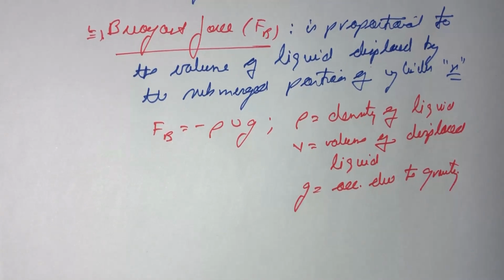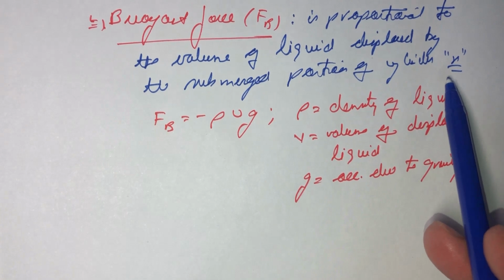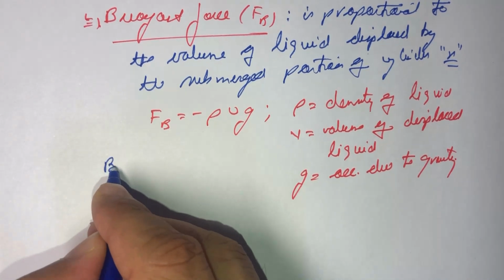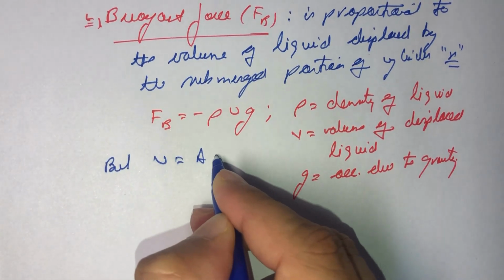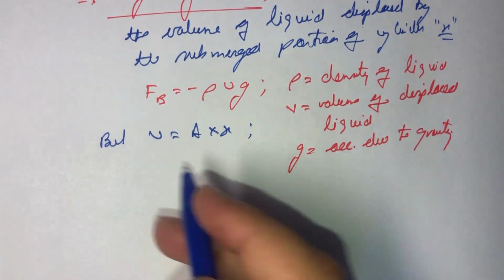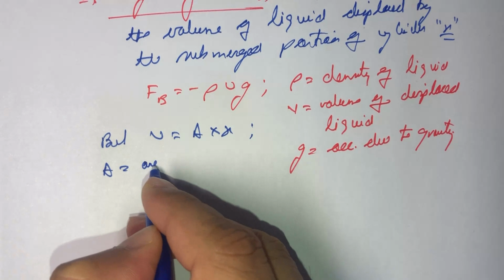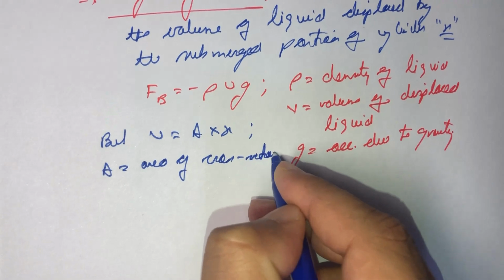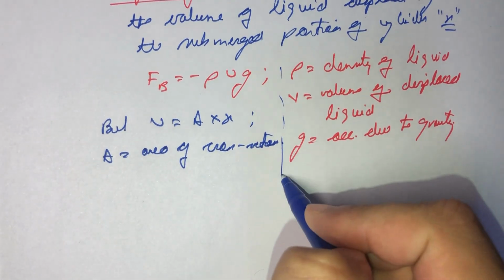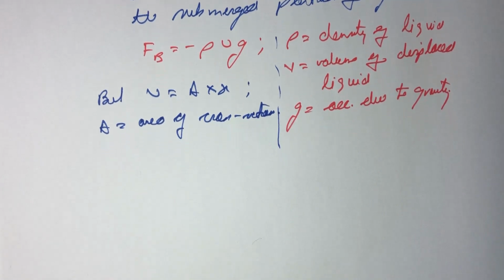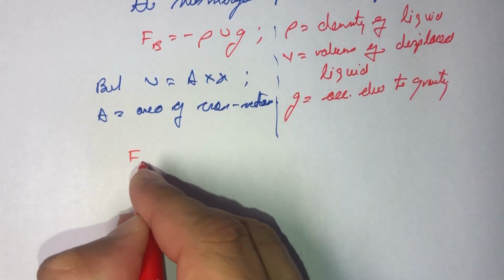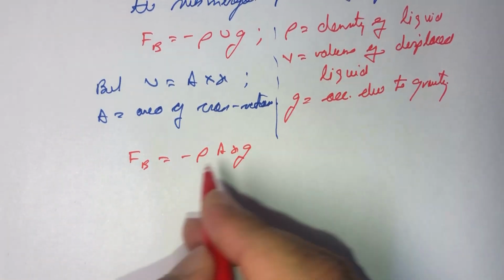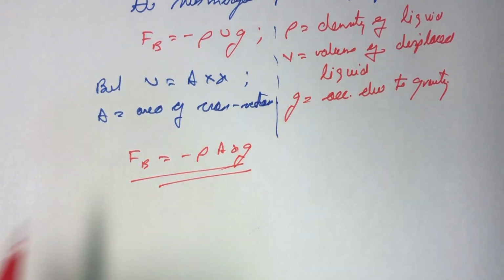And if x is the amount of the portion which is submerged, and A is the area of cross section, then V is equal to A multiplied by x, where A is the area of cross section. Therefore, we can write that our buoyant force, that is Fb, will be equal to minus rho A x g. So this is the formula for the buoyant force.